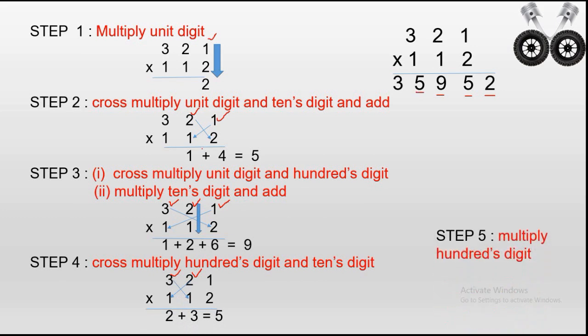Next step is step 5. That is the last step. Multiply 100 digit. So 100 digit means the number which is present in the 100 place. So the numbers are 3 and 1. So we have to multiply 3 and 1. 3 into 1 is 3. So that 3 should be written in the 10,000 place. So the number after multiplication, the value is 35,952.